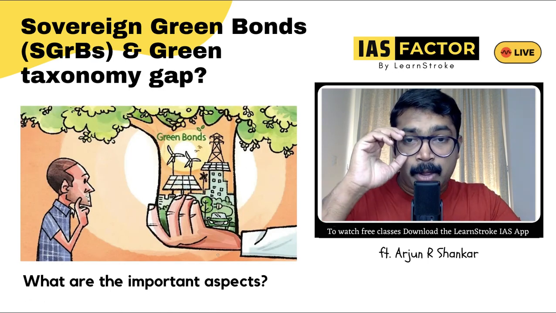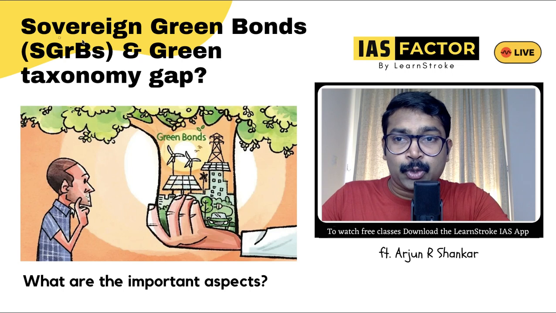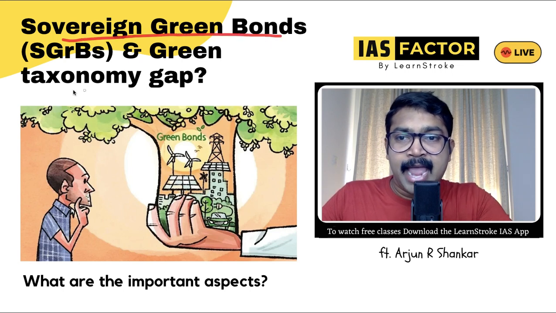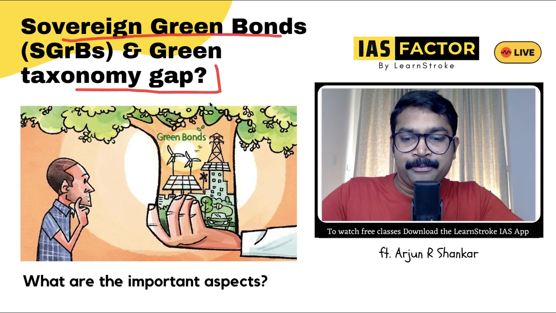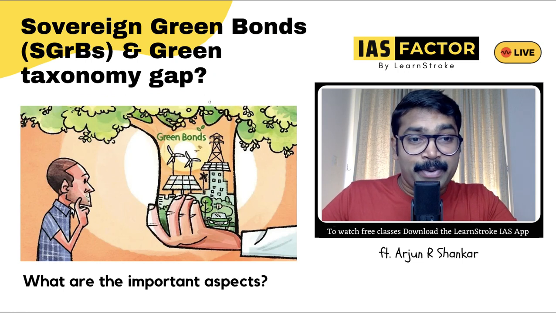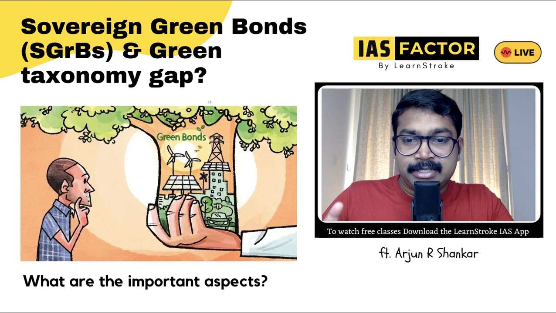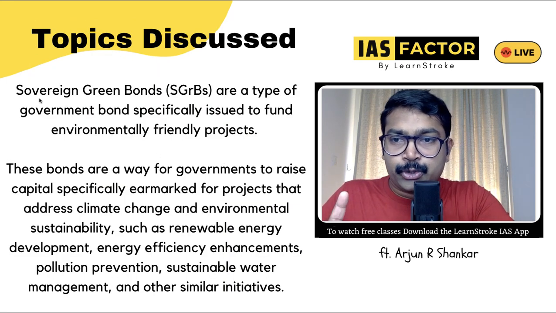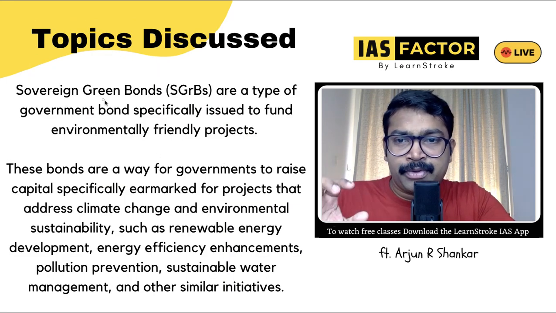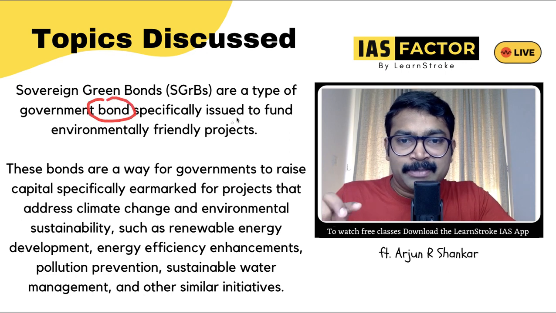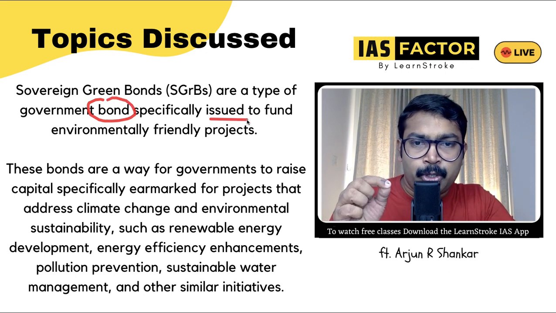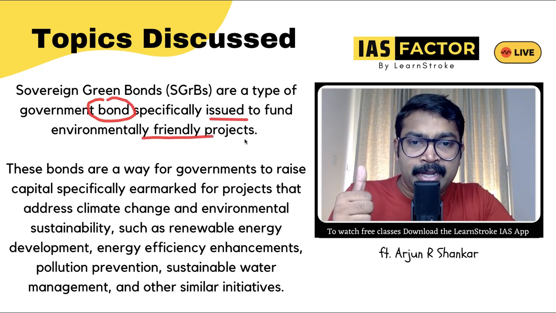And the next important topic is, what is sovereign green bond and green taxonomy gap? These are economy topics that they can ask. What is sovereign green bonds? So please check out. Let's understand what it is. Sovereign green bonds are a type of government bond. Point number one, specifically issued. Point number two, to fund environmentally friendly projects.